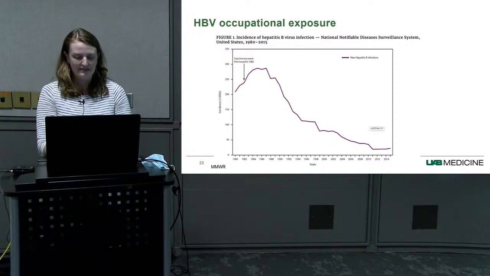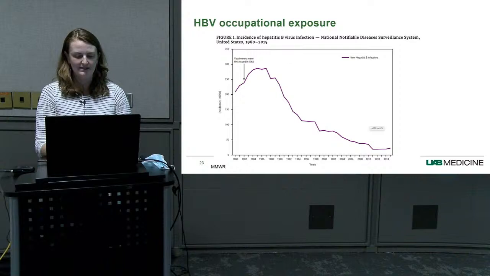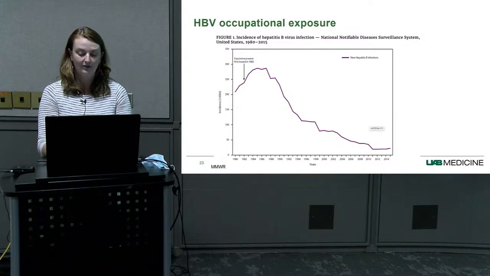So a little bit about hepatitis B. This is a graph from the MMWR looking at the incidence of hepatitis B across the country from 1980 to 2015. Prior to vaccinations, you can see that hepatitis B could potentially be a significant occupational risk for healthcare personnel, especially if they worked closely or had potential to have exposure to blood in the workplace. There was a large study in the 1970s looking at serologic prevalence of hepatitis B among healthcare personnel and non-healthcare personnel. What they found was that healthcare people had a 10 times higher prevalence of hepatitis B infection than non-healthcare personnel, and many of those people with hepatitis B were unaware and could not recall a specific exposure.